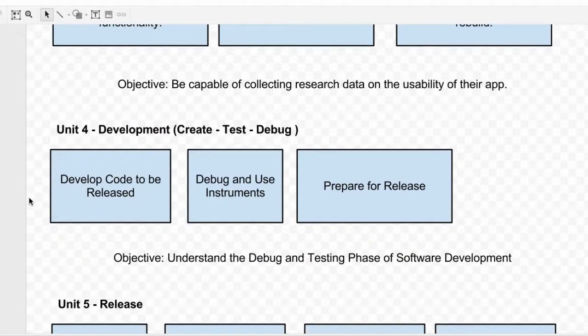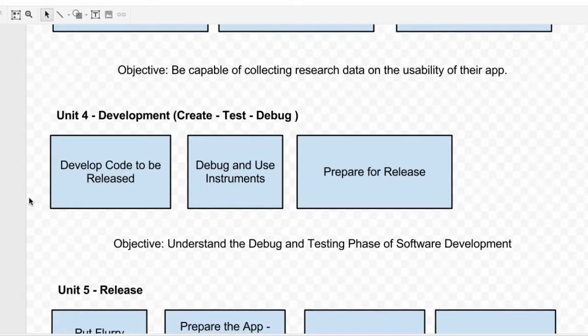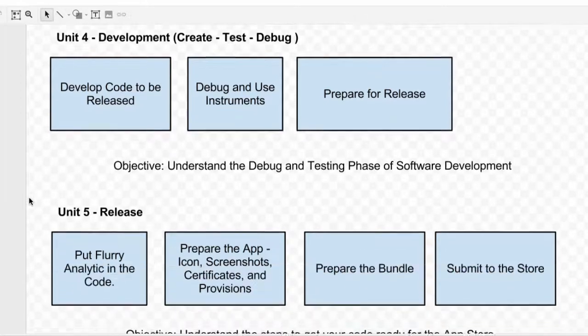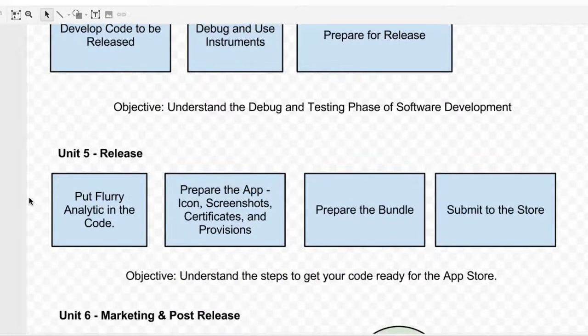Then we're going to go through the actual development phase. So this is where you're actually going to put some code in and make it work. We'll go through some debug steps, some test ideas, that kind of stuff, and get your code pretty robust. We're going to look at the instruments and all that stuff to make sure that your app is working at the most efficient it can. And then we're going to release it.